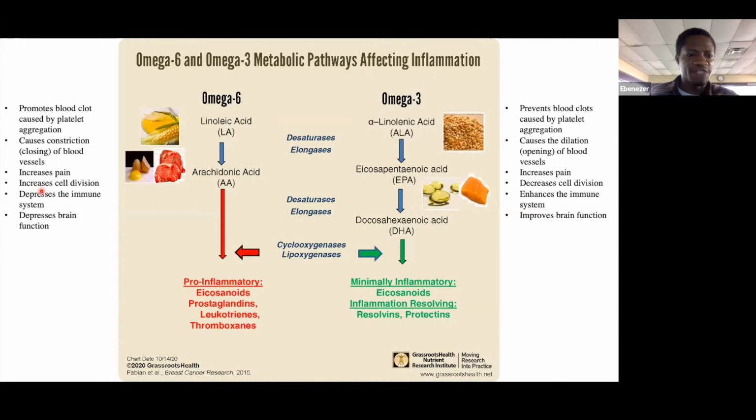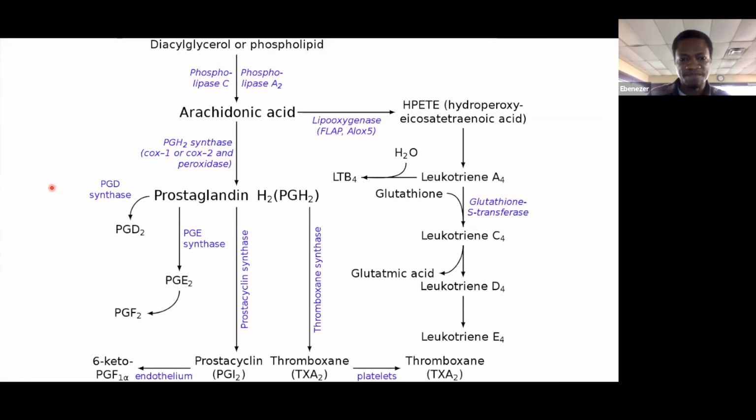They increase cell division, and this particular cell division is implicated in cell proliferation, because in as much as they're able to increase cell division, it is to favor a particular end result, and that's angiogenesis, the formation of new blood vessels. Also, they depress the immune system and have a negative effect on brain function.